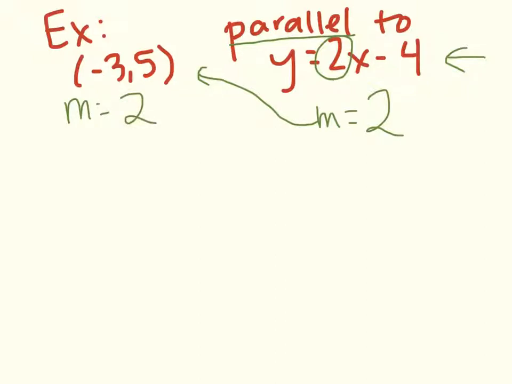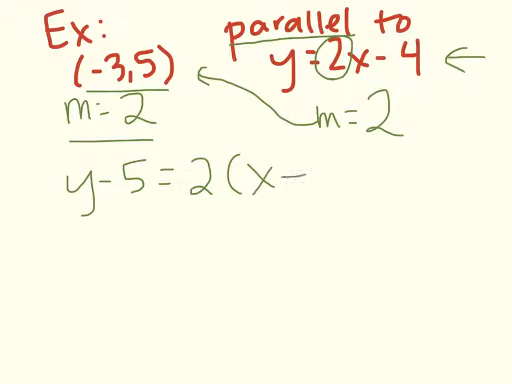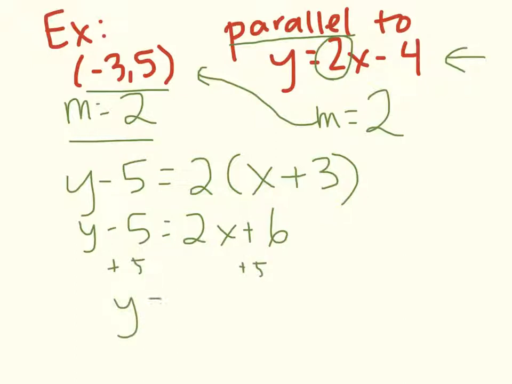Well, now we're doing just what we did yesterday. We have a point and we have the slope, and I need to write an equation in slope-intercept form. So I'm going to use the point-slope form that I learned yesterday: y minus 5 equals 2 times x plus 3, because remember it's x minus -3. Now I distribute: y minus 5 equals 2x plus 6. Add 5 to both sides, and y equals 2x plus 11. And there's my equation in slope-intercept form.